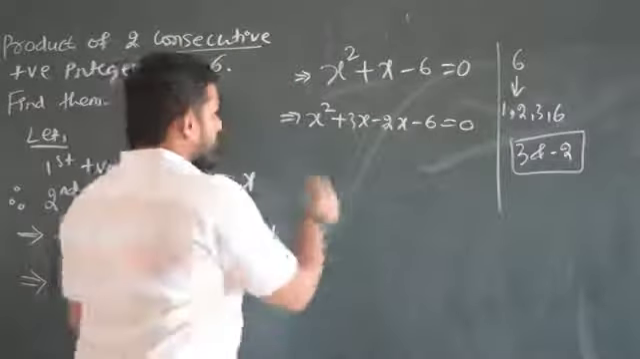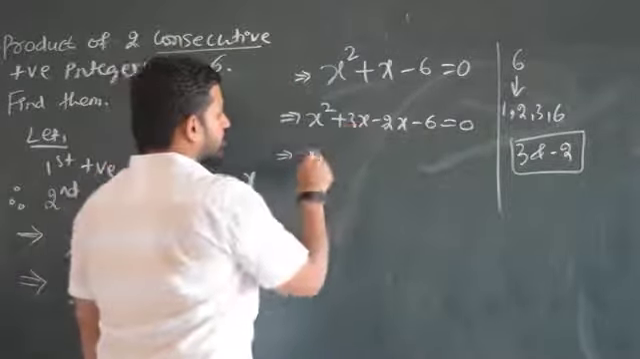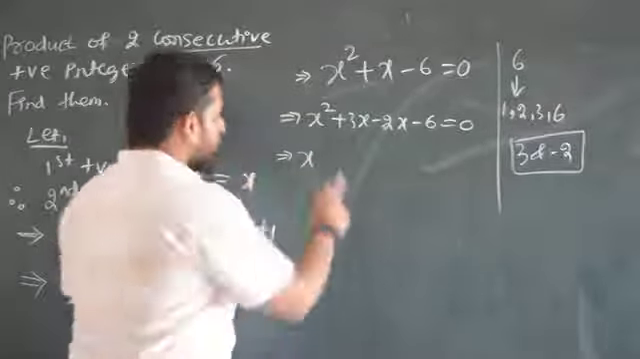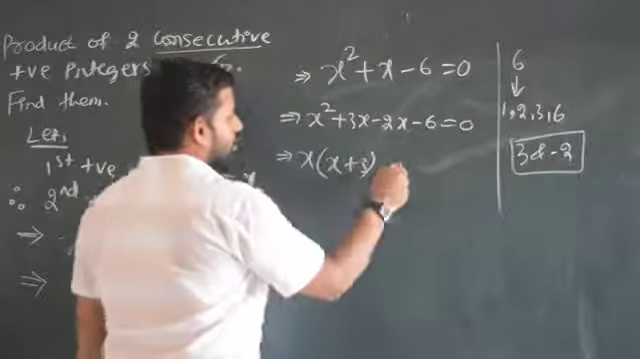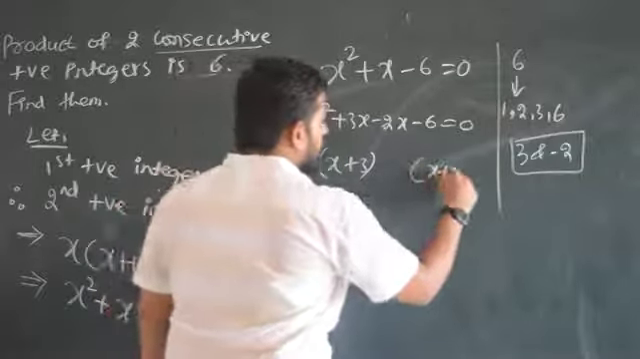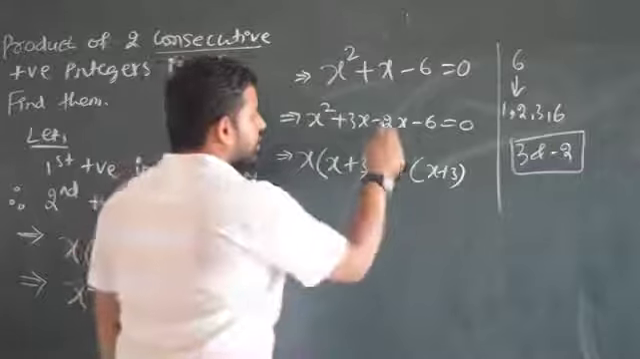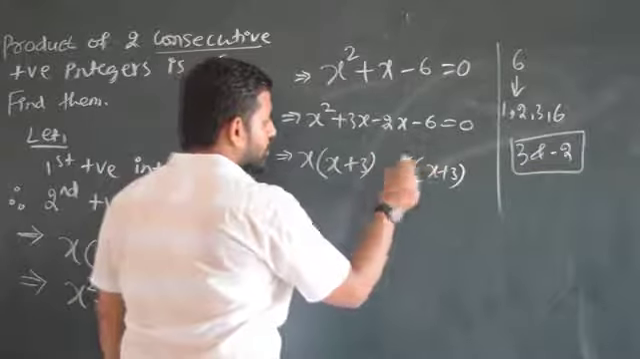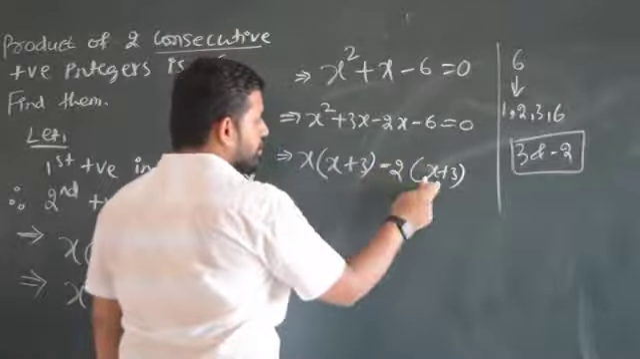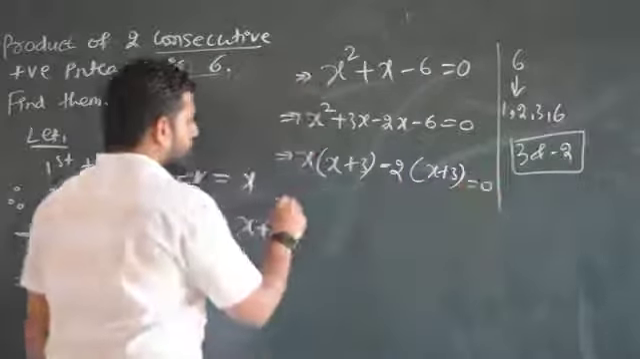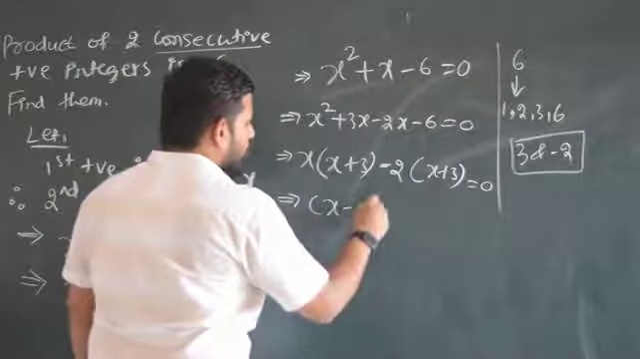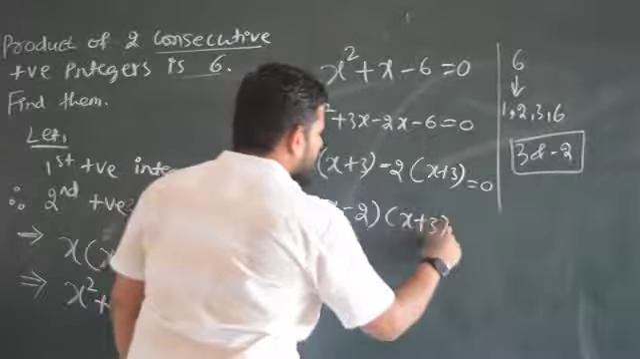So this is correct. Then after that, from the starting two terms, as I explained yesterday, I am going to take x common, then x plus 3. Then I am going to write x plus 3 here. Whatever comes here, you have to write that. Then you have to adjust minus 2x. And here I have x, so I am supposed to write minus 2 into x, minus 2x, minus 2 into 3 is minus 6. That is equal to 0. Then I am going to write x minus 2 into x plus 3 is equal to 0.